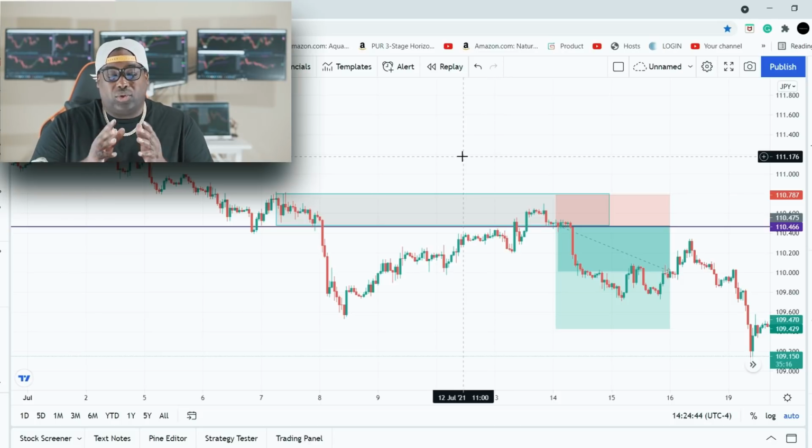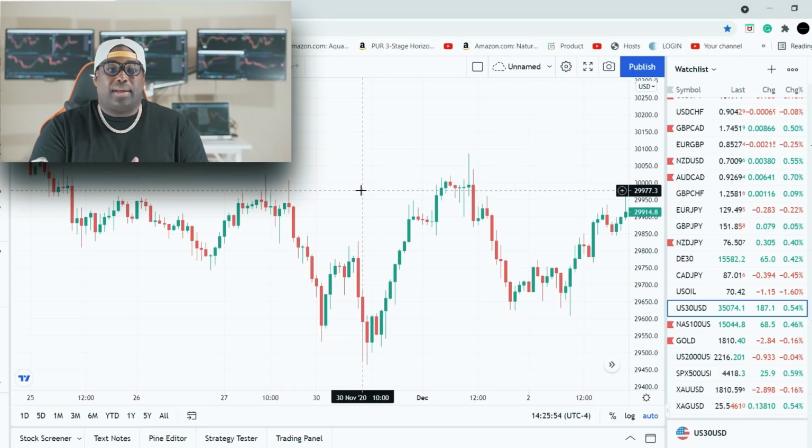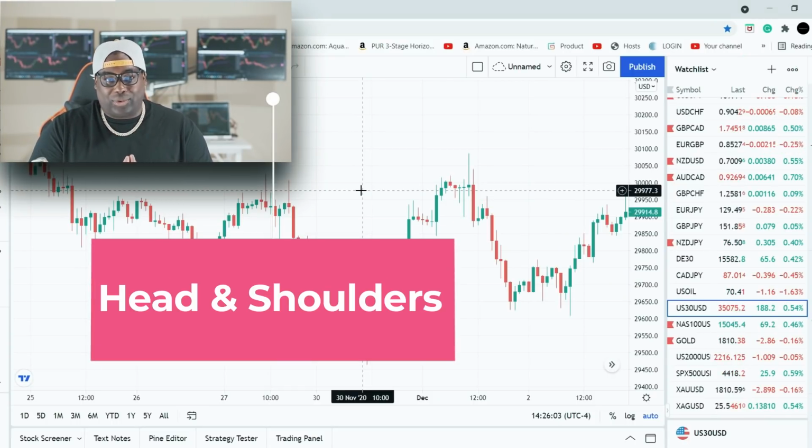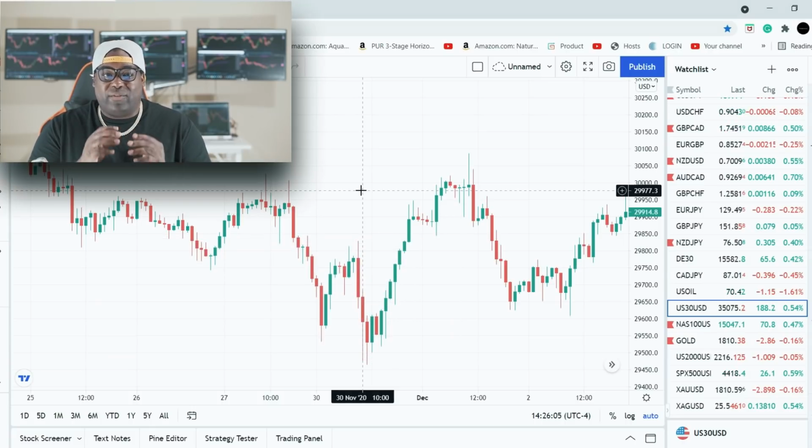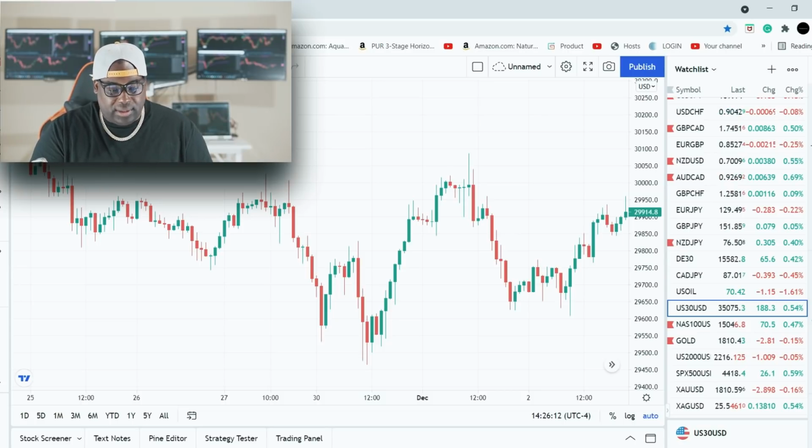So now we are going to talk about how to trade reversals using supply and demand. So let's go. Now, the reversal pattern we are going to look at today is called a head and shoulders, okay? So right here, this is actually an inverse, so it's turned upside down. So let me show you guys how it looks, right? So right here, we have the head, okay?